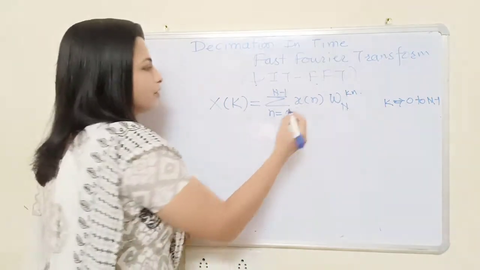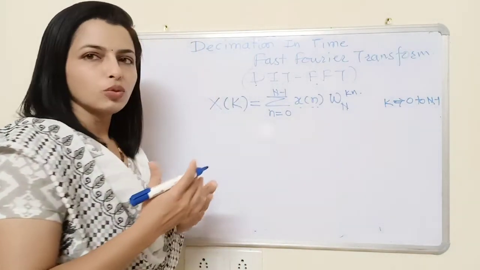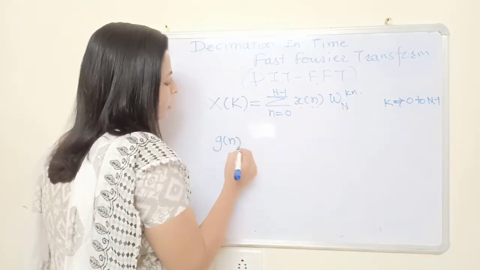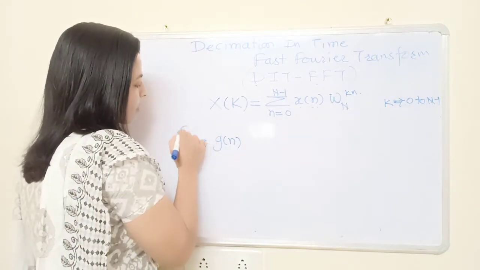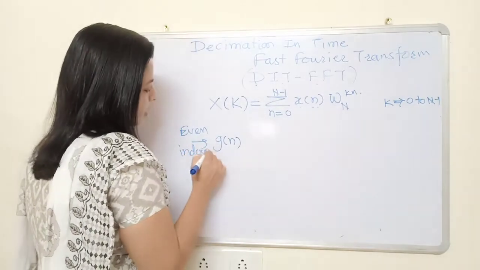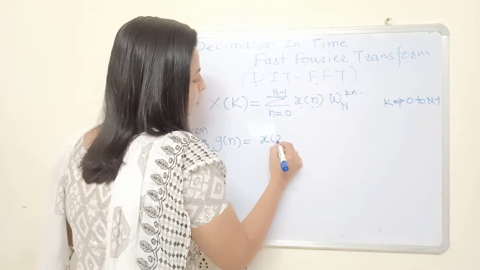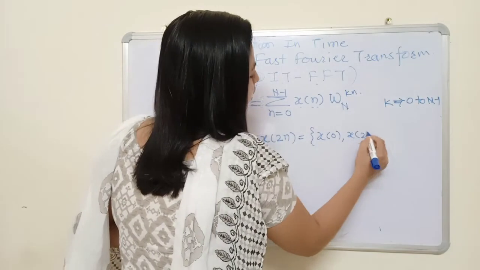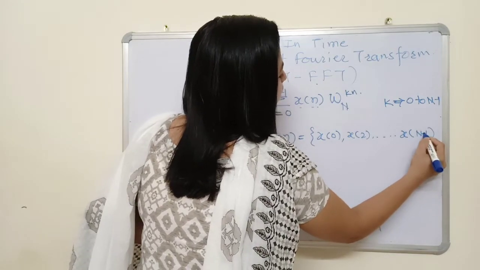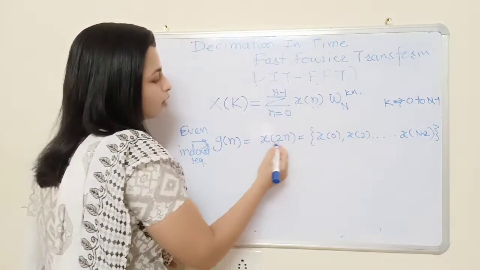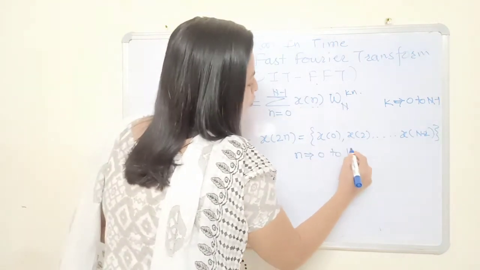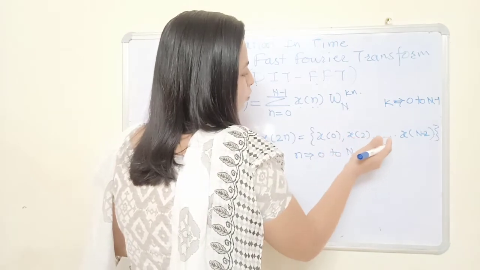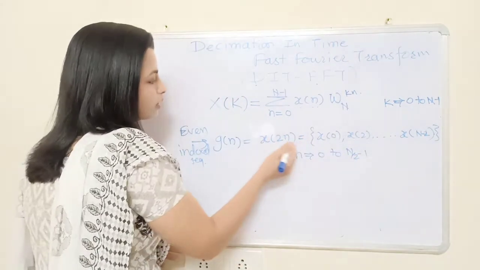First we want to divide this x of n into two parts: the even index sequence and the odd index sequence. Firstly, we'll assume g of n is the even indexed sequence. We can obtain it by x of 2n. Suppose these samples are x of 0, x of 2, and so on, up to x of N minus 2. You can put the values of n starting from 0 to N by 2 minus 1. In x of n, you have all the samples x of 0, x of 1, x of 2, x of 3, so you get only the even samples when you put 2n.